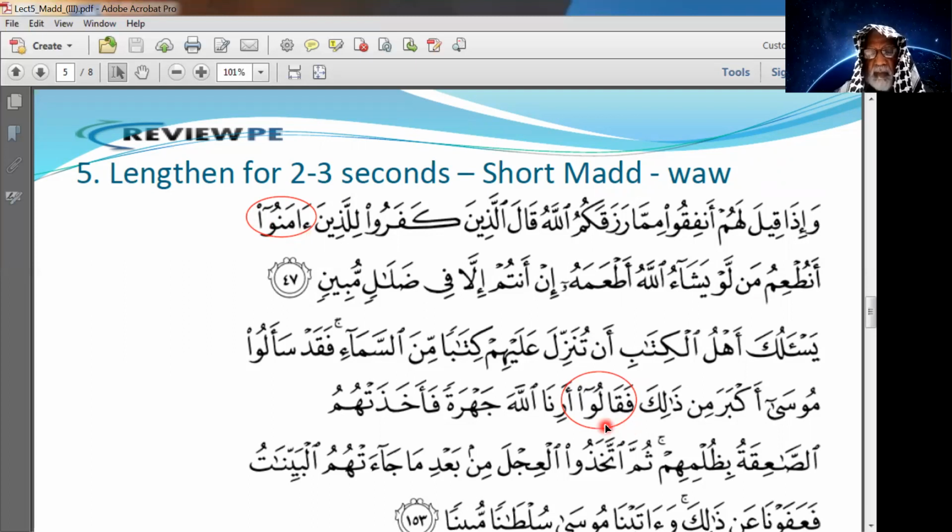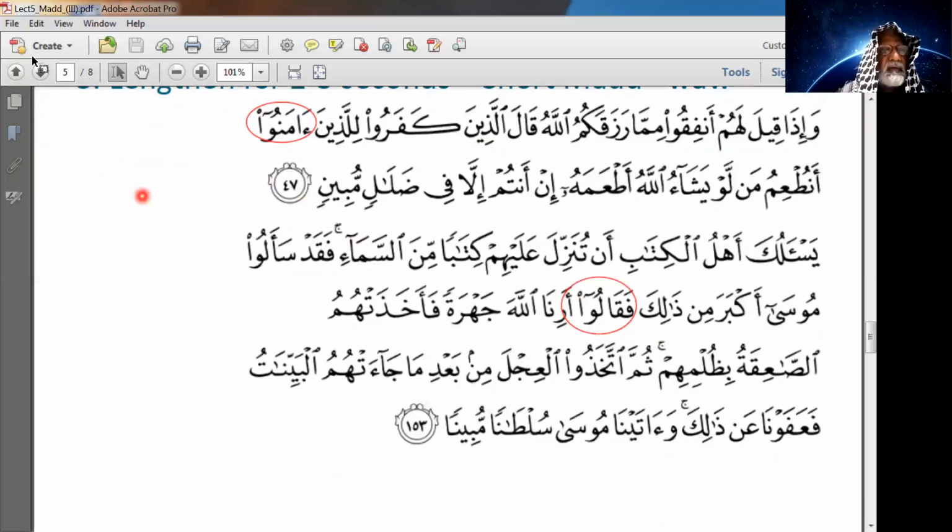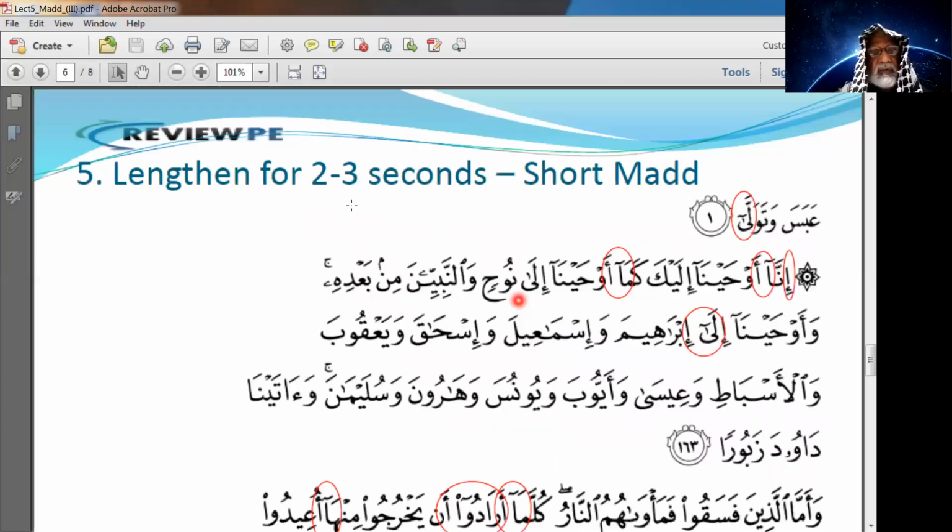Again over here we have dhamma and lam followed by wow, then we have hamza, and between the hamza and the oo sound we have mad. فَقَالُوا أَرِنَا اللَّهَ جَهْرَةً. So let's go to the next one.